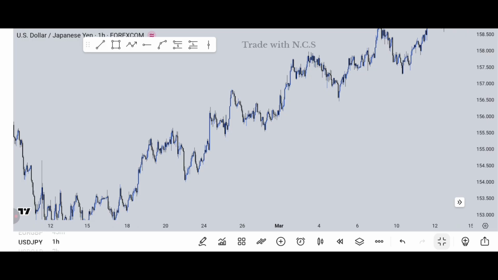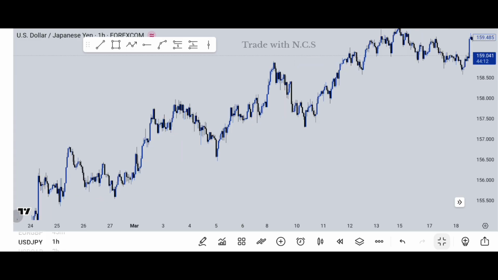So in today's video we'll be talking about break of structures, which is BOS. We'll be talking about the best break of structures, the type that works best in the market, the only break of structure that I've been trading for quite a long time now, that respects my setups and gives me the highest win rate. So without further ado, let's get straight into the video.